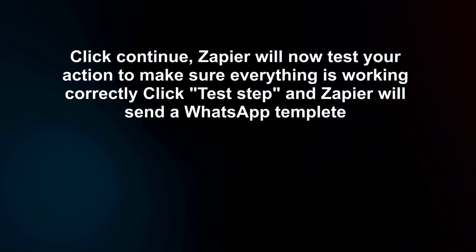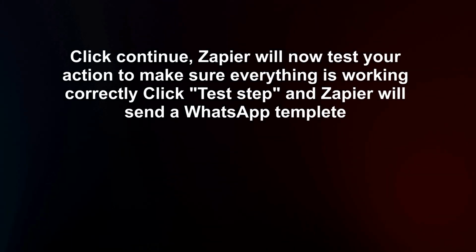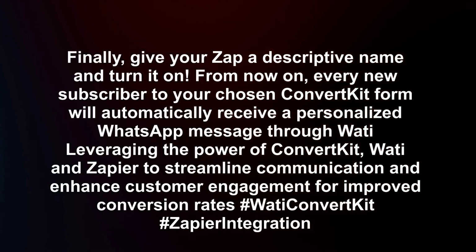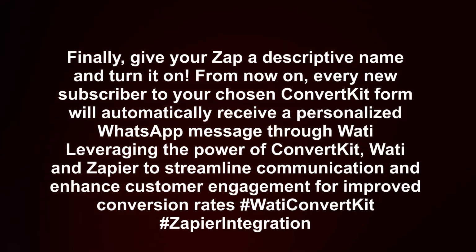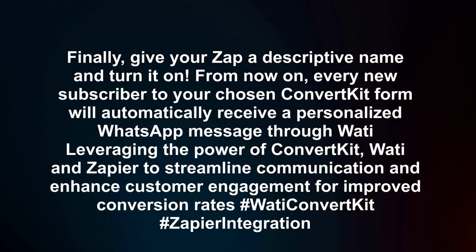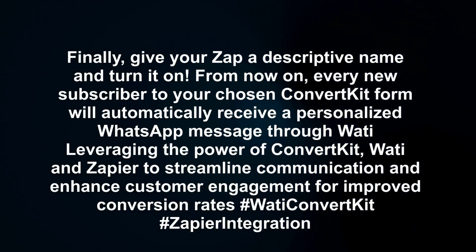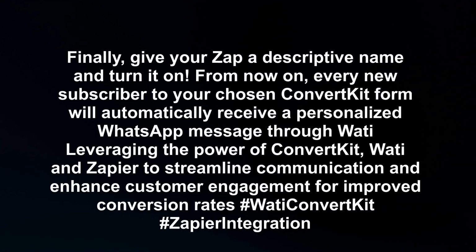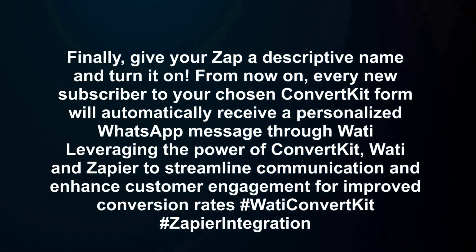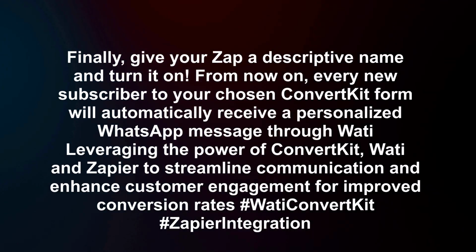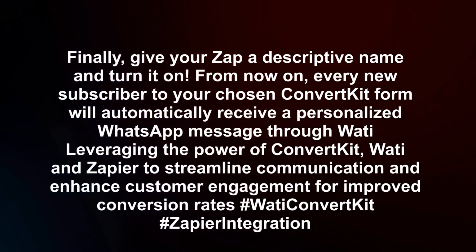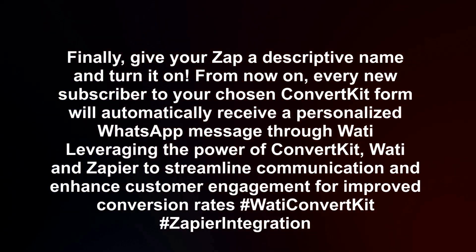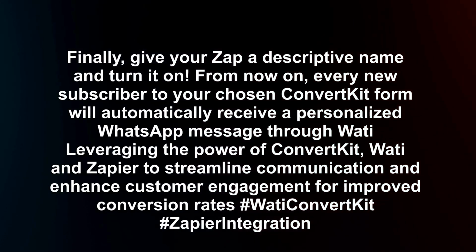Click Test Step and Zapier will send a WhatsApp template. Finally, give your Zap a descriptive name and turn it on. From now on, every new subscriber to your chosen ConvertKit form will automatically receive a personalized WhatsApp message through Wati, leveraging the power of ConvertKit, Wati and Zapier to streamline communication and enhance customer engagement for improved conversion rates. #WATI ConvertKit #Zapier integration.